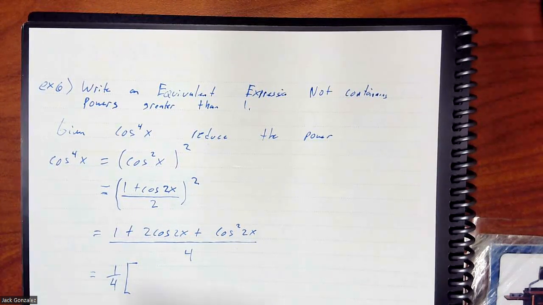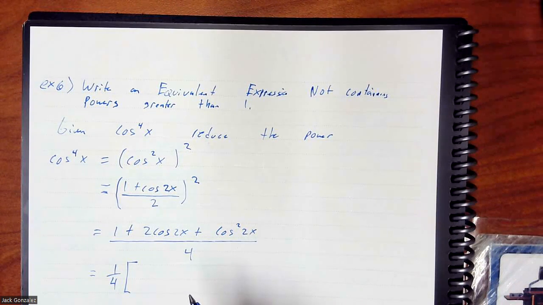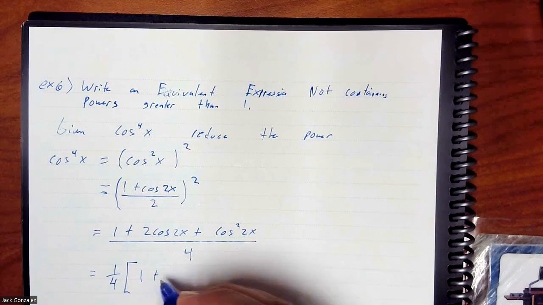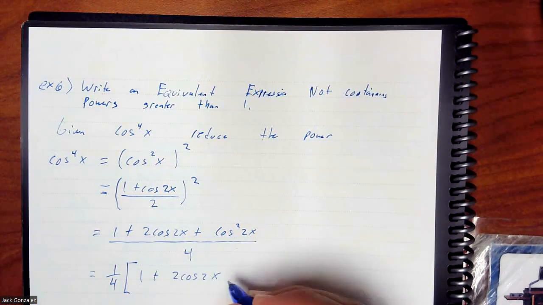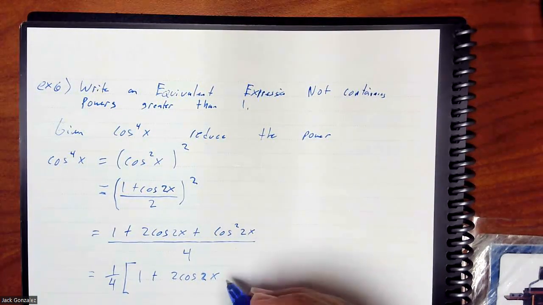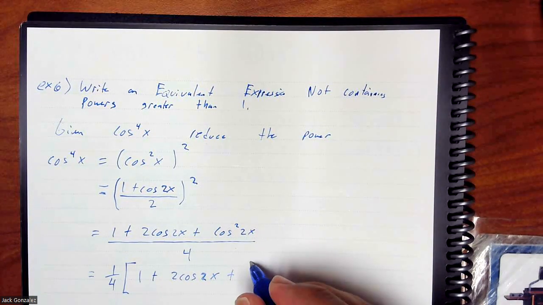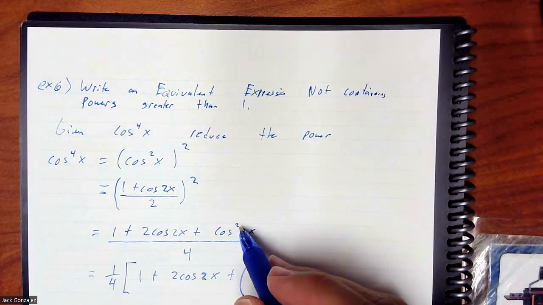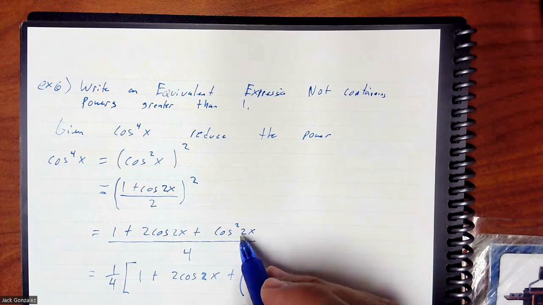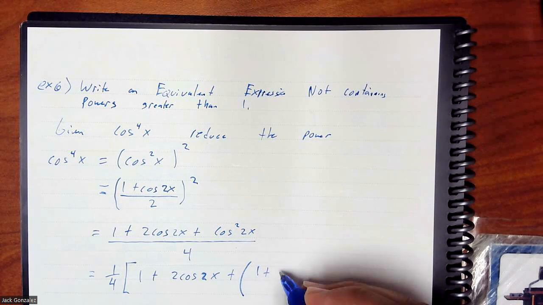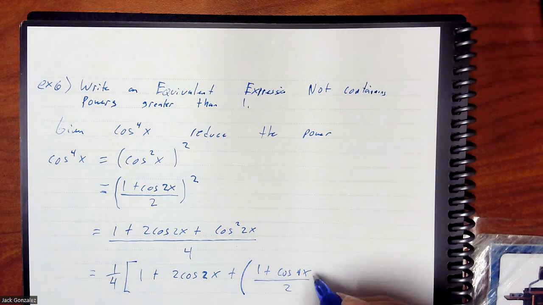All right. So I'm gonna pull out the fourth. I don't want to deal with it. So I have 1 plus 2 cosine 2x. This guy needs to be reduced right here, so I'm gonna put parentheses on it. I'm working on this one here. So if I apply formulas to this guy, do you agree that it's gonna be 1 plus cosine 4x over 2?